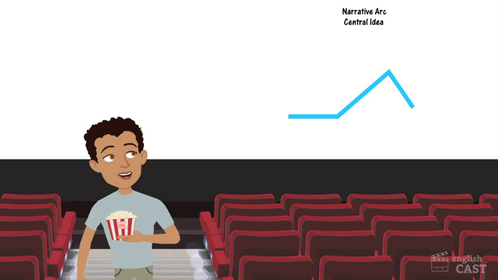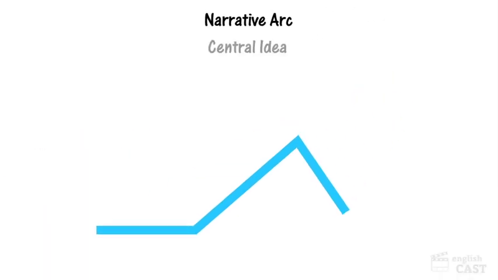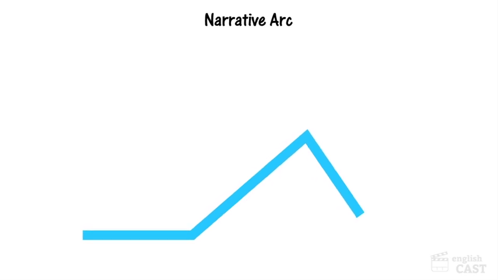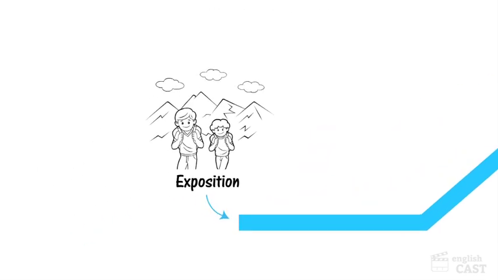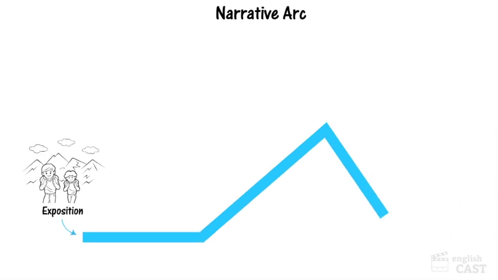Let's take a look at narrative arc. Each movie genre that tells a story will include elements found in the narrative arc. That's true of fiction and of narrative nonfiction. The story will start with the exposition, which sets up characters and setting. To identify the exposition, look for vivid details about the characters and where the story takes place.